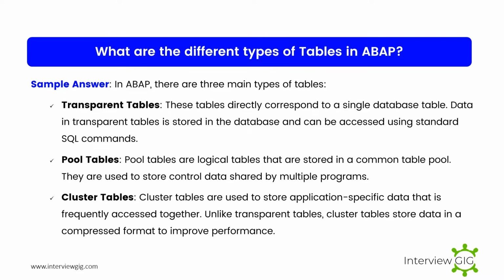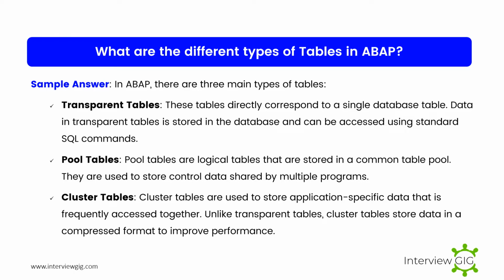What are the different types of tables in ABAP? In ABAP, there are three main types of tables. Transparent tables. These tables directly correspond to a single database table. Data in transparent tables is stored in the database and can be accessed using standard SQL commands.